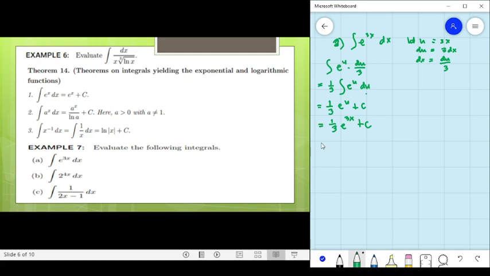Okay, for letter B is the antiderivative of 2 to the 4x dx. So if we let u be equal to 4x, du is equal to 4 dx, and dx is the same as du over 4. So we can rewrite this one as the antiderivative of 2 to the u, and dx is du over 4. Okay, then this can be simplified as 1/4 the antiderivative of 2 to the u du.